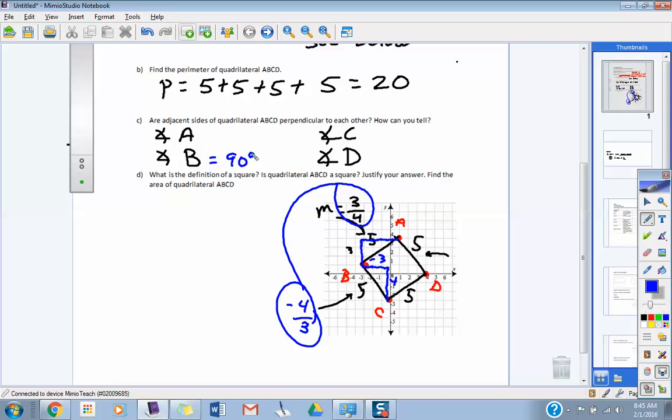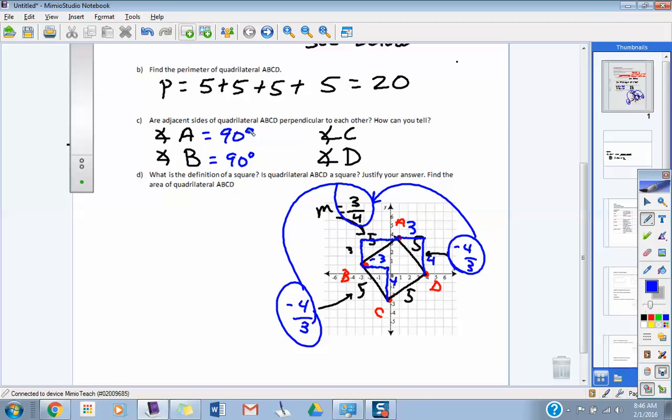Same thing with this slope. Up 4, back 3. Rise of 4, run of 3 right there. From A to D, is that slope positive or negative? Ah, it's negative, isn't it? It's downhill again. Okay, so that makes angle A right here. This slope right here is negative 4 over 3. Isn't this an opposite reciprocal to that side right here? So that makes angle A 90 degrees.